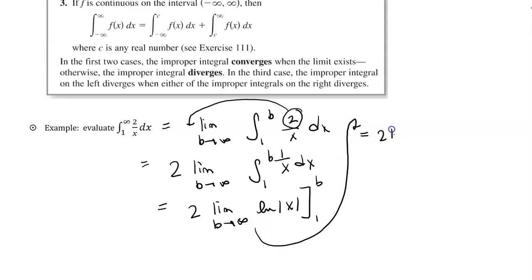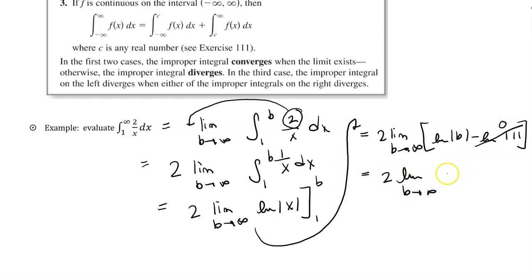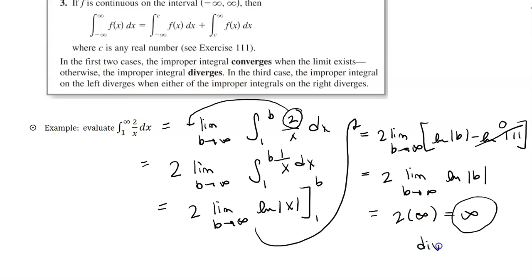So that'll give me 2 times the limit as b approaches infinity of the natural log of the absolute value of b minus the natural log of 1. And of course, this is 0. So I have 2 times the limit as b approaches infinity of the natural log of the absolute value of b. As b approaches infinity, the natural log of b approaches infinity, so this is twice infinity, or infinity. Anytime you get the answer infinity or negative infinity, we say that this integral diverges.